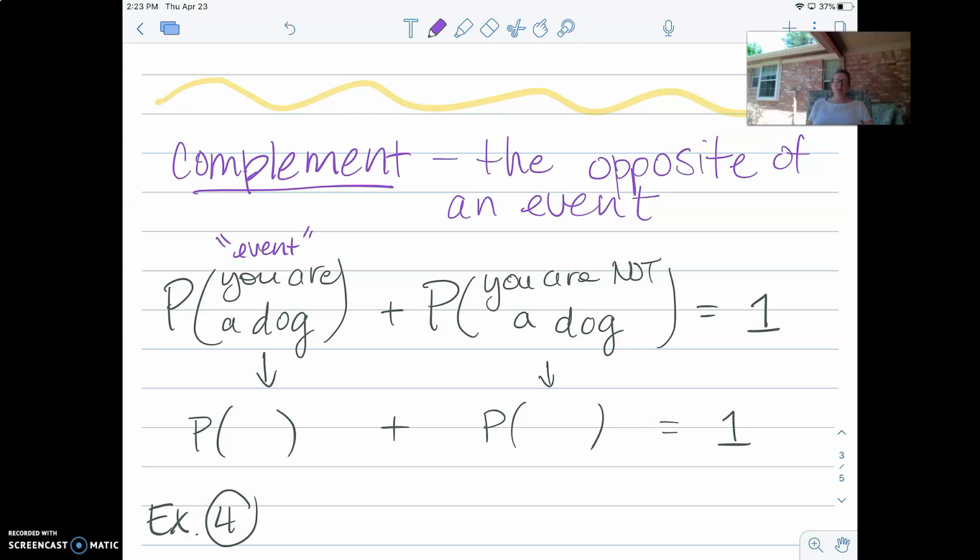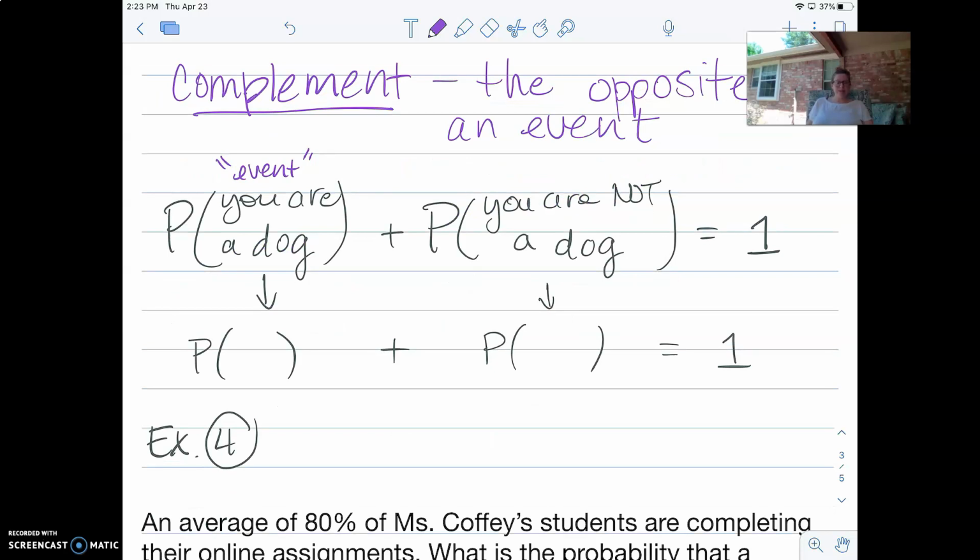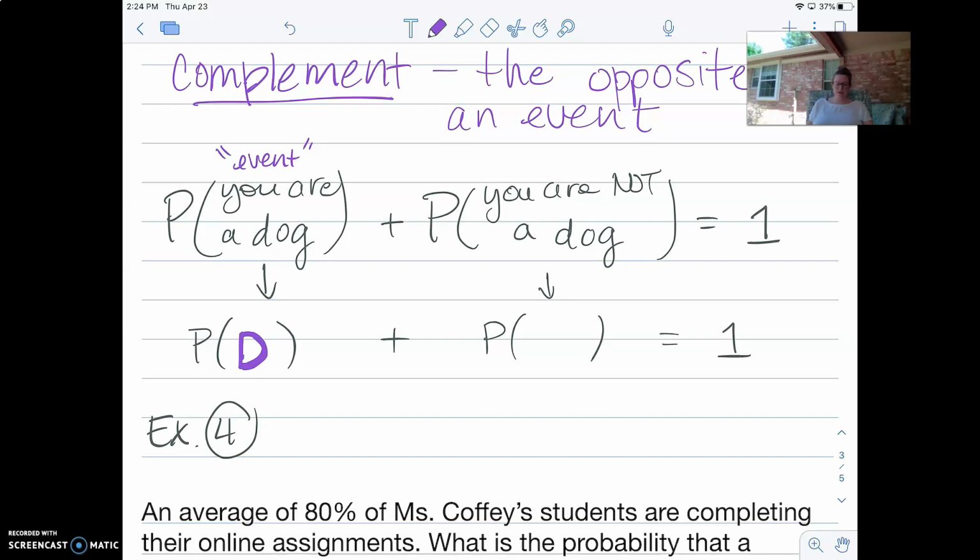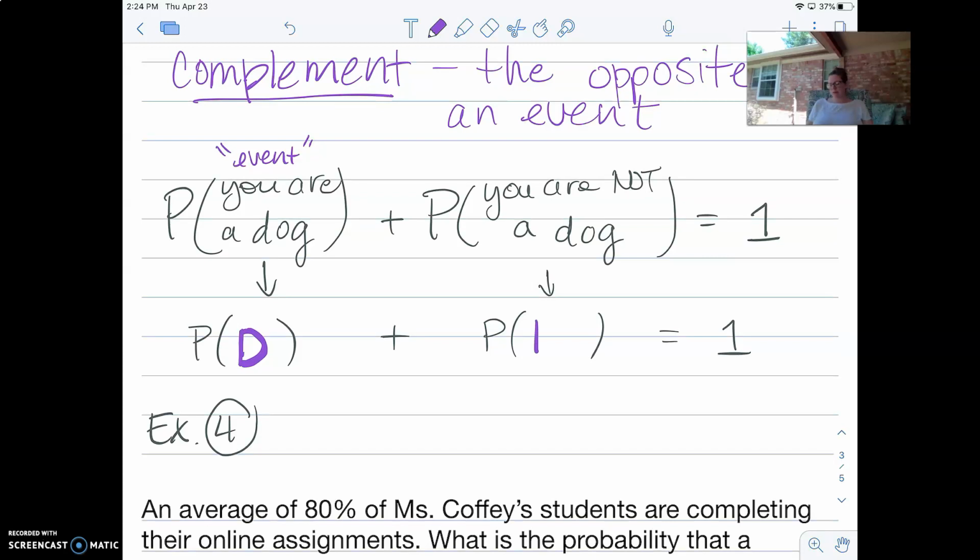There's a certain way to notate that. If I say the probability that you are a dog is represented by capital D for dog, I would write that as P of D. Then the probability that you are not a dog is written like so: you write the event, D, and then you put a little C that looks like an exponent. That stands for the complement of something. It is the event that something is not happening, right? So the probability that you have blue eyes, the complement of that is that you don't have blue eyes.